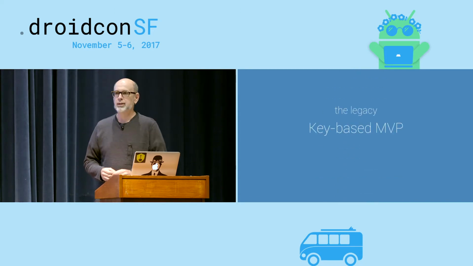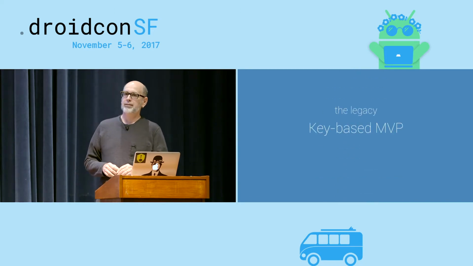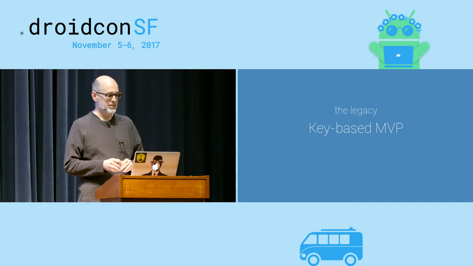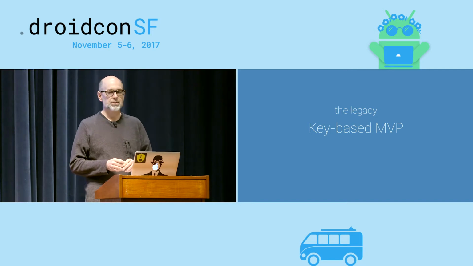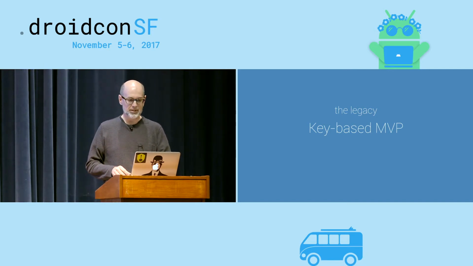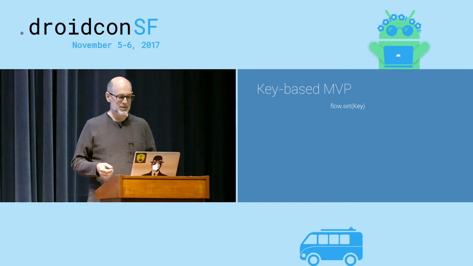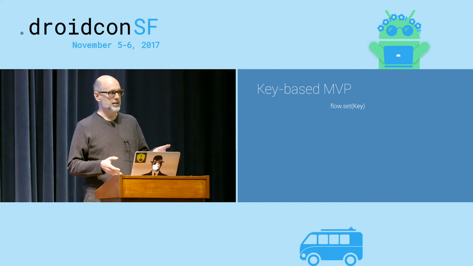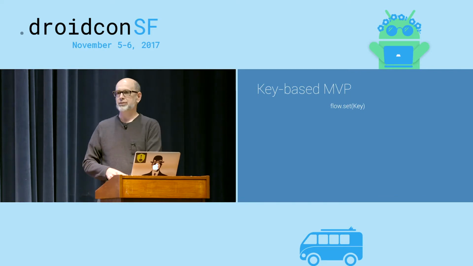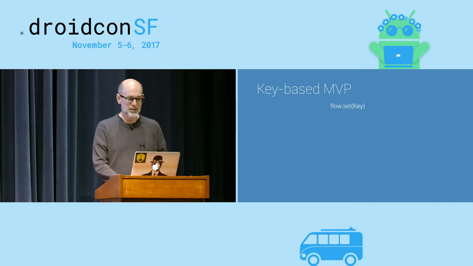So to start with, let me tell you about how the app works before we started trying to make this change to it. We work in a style that you could think of as key-based MVP, which is basically the MVP pattern that everybody seems to use in some way, with a kind of URL-style navigation scheme behind it. We do that with a library that we open sourced a few years ago called Flow.